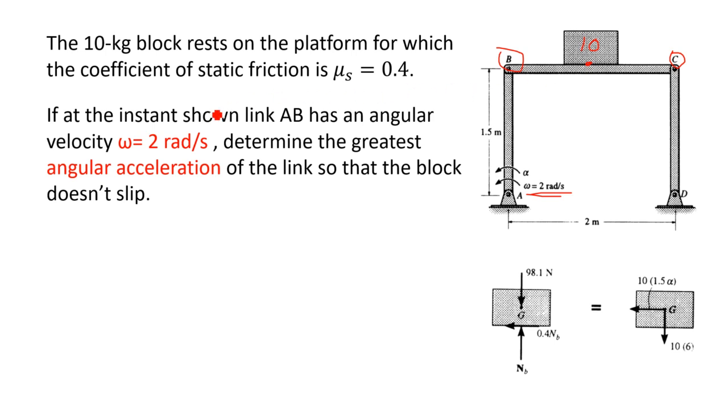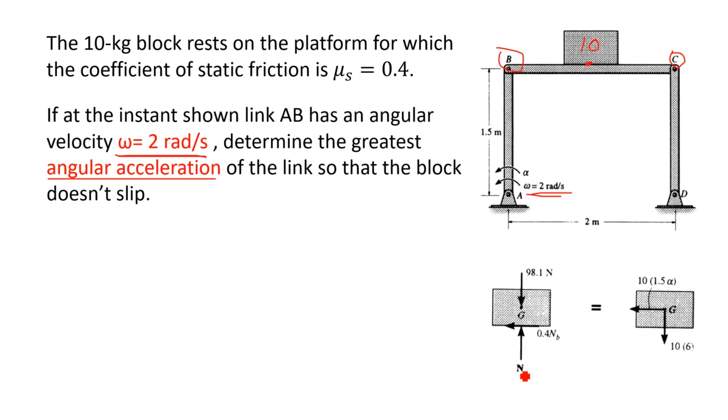At this instant, the link AB has an angular velocity of 2 radians per second, and we need to find the maximum angular acceleration in that scenario. So the block is not going to slip. This is a free body diagram and the kinetic diagram for that block, and this is the center of gravity.